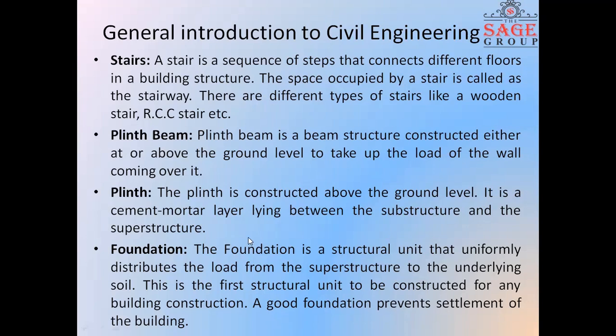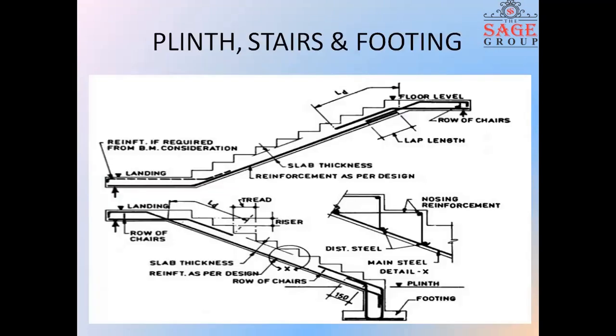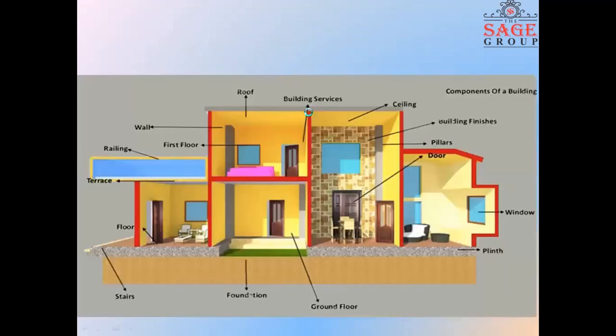Then the foundation is a structural unit that uniformly distributes the load from the superstructure to the underlying soil, and this is the first structural unit constructed for any building construction. A good foundation prevents the settlement of the building. That means it is the most important part of the building which supports the overall building and prevents it from settling into the soil. So here you can see that here is the foundation, here is the plinth level, and these are the stairs which are used for vertical movement in a building.